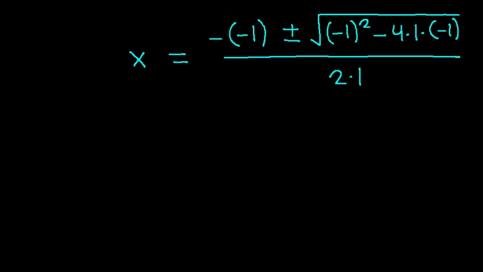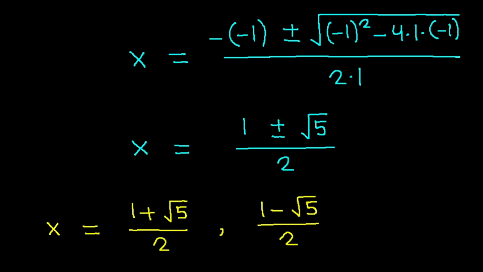Simplifying the inside of the square root gives us 1 plus 4, which is 5. So, x equals 1 plus or minus the square root of 5, divided by 2. This gives us two possible values. 1 plus root 5 over 2, and 1 minus root 5 over 2.